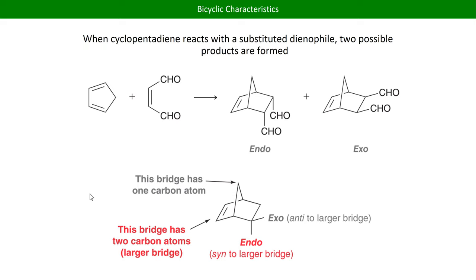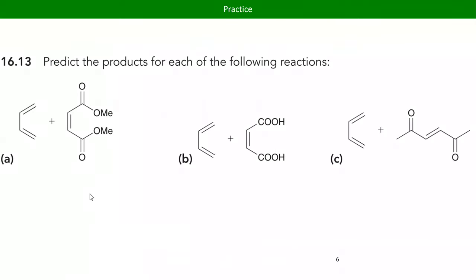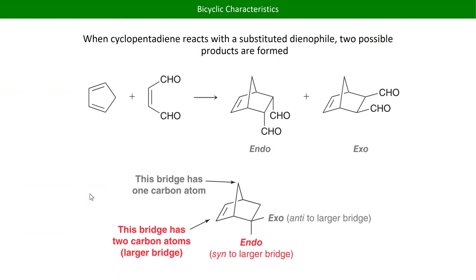All right, so the way we discuss these two possible positions, we're going to make it simple, simplify the structure for a second, get rid of the whole second frame and just look at a substituted dienophile. It's a little simpler. The two positions that we can have with these bicyclic structures are endo and exo.